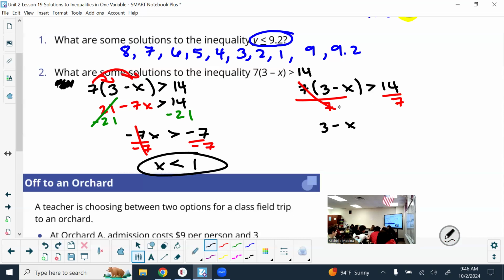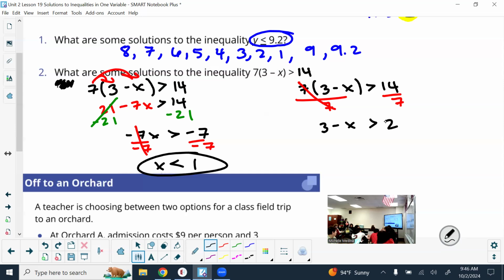Do I need to flip the sign when I divide a 7 on both sides? No, because it's not a -7 at this step at least, okay? So I divided a positive on both sides. I'm gonna leave it the same. I encourage you to write this down too, so that when you see it, it's not automatic. That's the first step. But then on the right side, what's 14 divided by 7? 2. And then you keep isolating x.